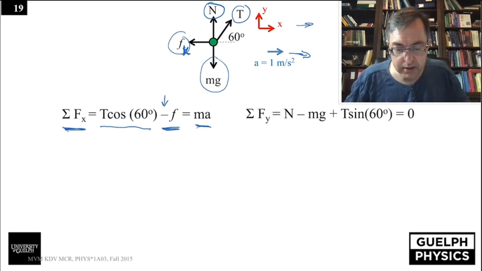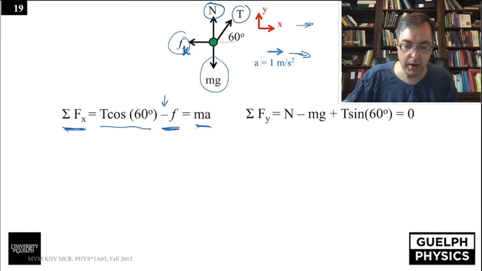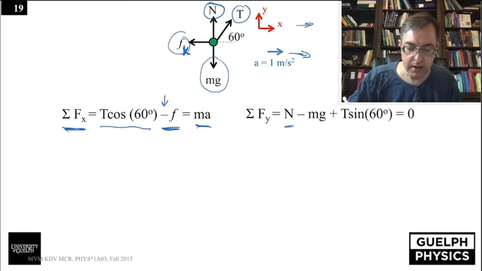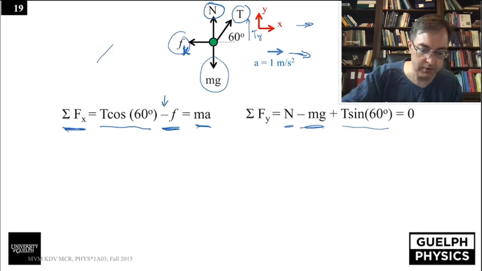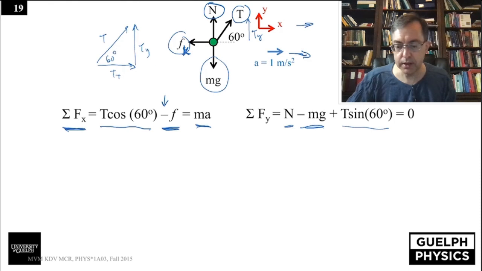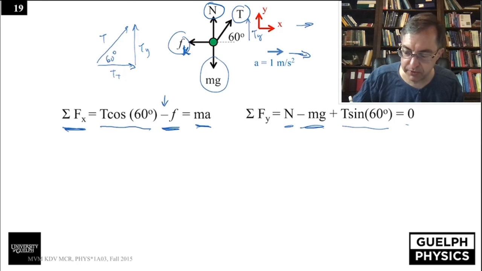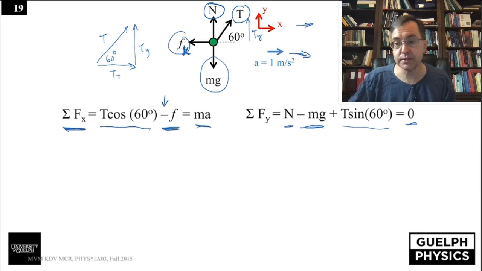In the y direction, on the other hand, I have that the positive normal force is compensated by the downwards force of gravity and also by the upwards y component of tension, which is T sine 60 degrees. So if I draw in the tension here, this is Tx, this is Ty, and this is 60 degrees. Okay? Now in the y direction, there is actually no acceleration, and so I can simplify this, well, this is equal to 0.